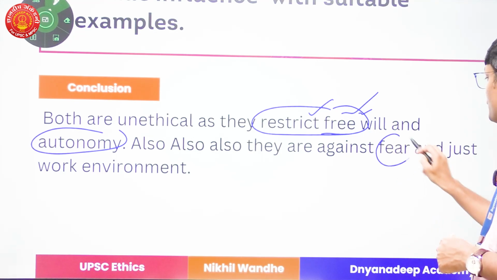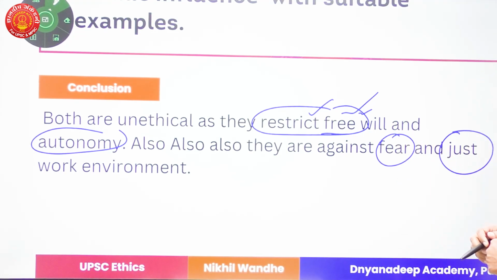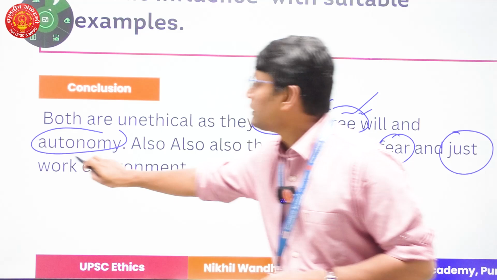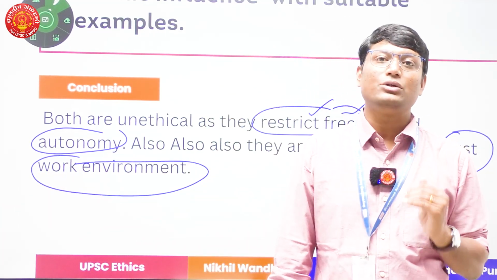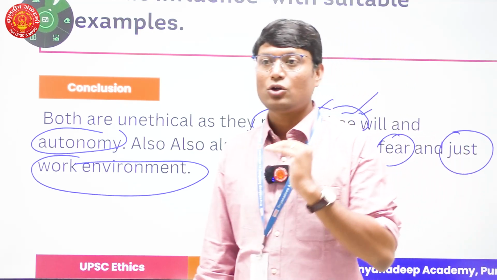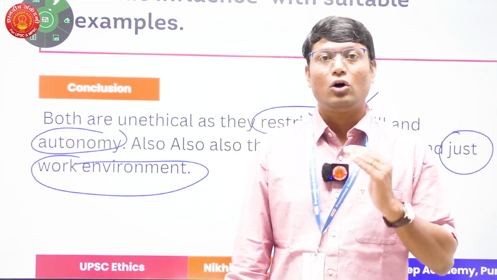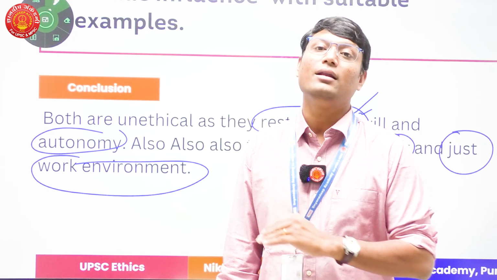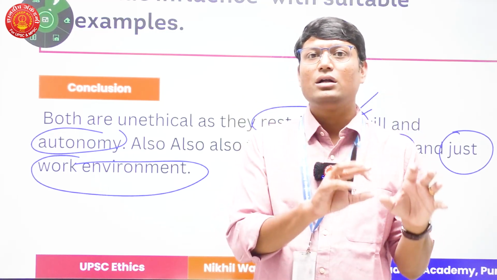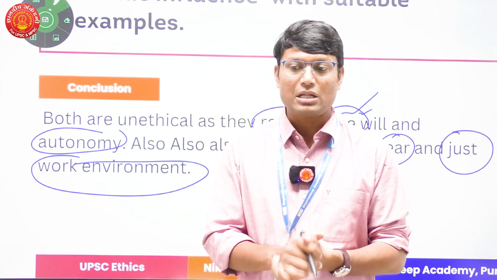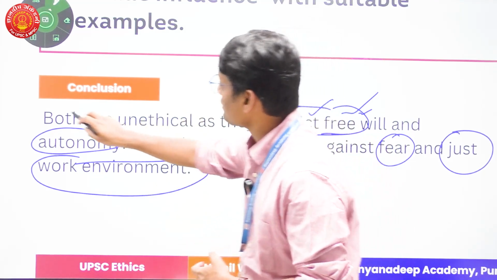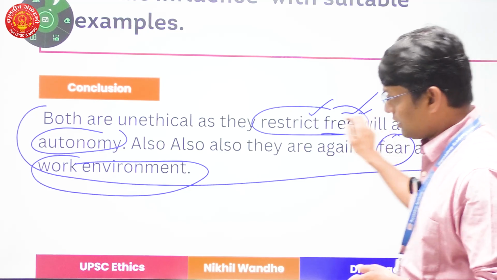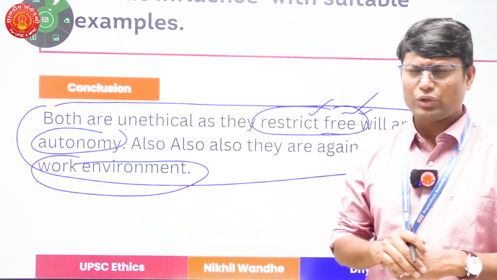Also, using fear is not just at the workplace. Whatever tactics of fear are being used are absolutely not legal. Also, it is not ethical at the workplace. Fine. So this is what undue influence and coercion is. Now we have to move forward one more step. So this can be a very basic and generic introduction.